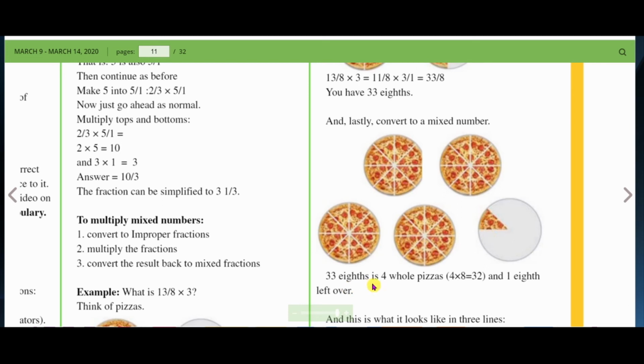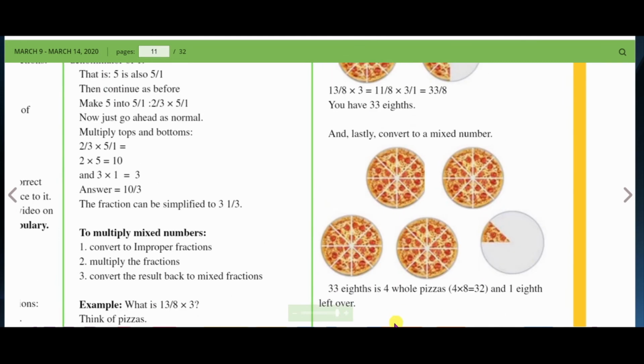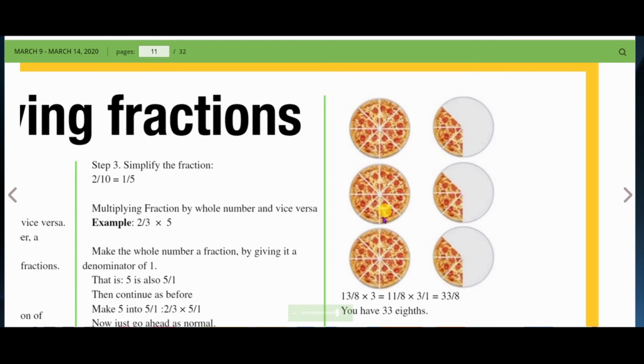So 33/8 is 4 whole pizzas. 4 times 8 would give you 32, and 1/8 left over. So if we were to take all of these pieces, so we see 1, 2, 3 here. So if we take these 3 and put with the 3 here, we would have 6 pieces. And if we take 2 more pieces here, we would make another whole pizza and have 1 left. So we would have 1, 2, 3, 4 whole and 1/8.